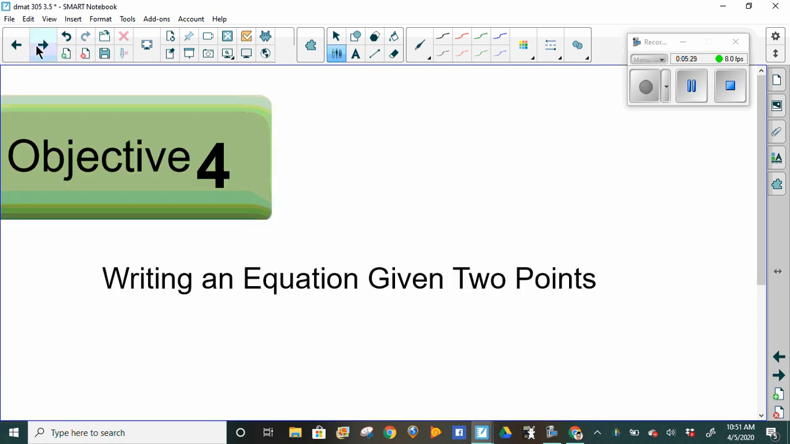So now how do you write an equation if I give you 2 points? Now you're going to have this x and y, and then you're going to have this x and y. This will be your x1, y1, and this will be your x2, y2, because you have 2 points. So we already know that when you have 2 points, you can find slope.